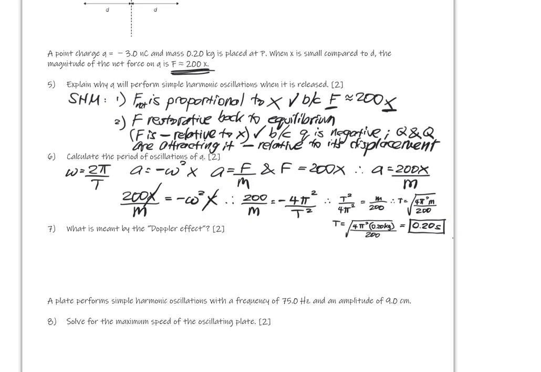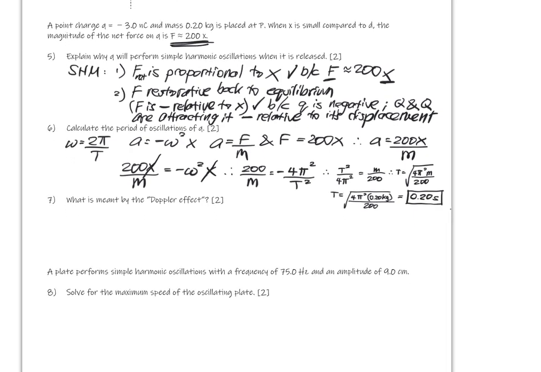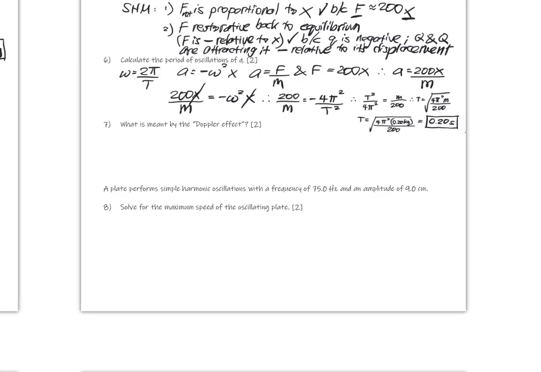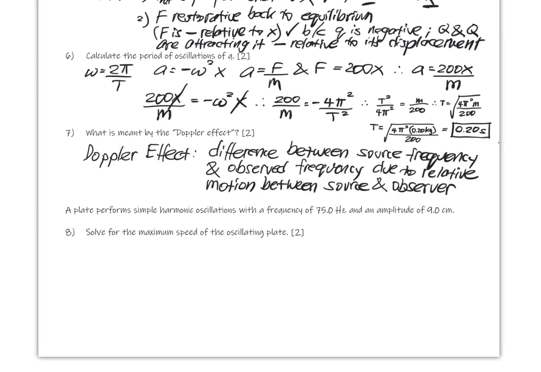Okay, terrific. And then number 7 is not connected to the previous problem set. What is meant by the Doppler effect? What does that have to do with the oscillating charge? Nothing. In fact, the Doppler effect question is actually relative to the next problem here with this oscillating plate situation. So let's write about the Doppler effect. Doppler effect: difference between source frequency and observed frequency due to relative motion between the source and the observer. Cool.